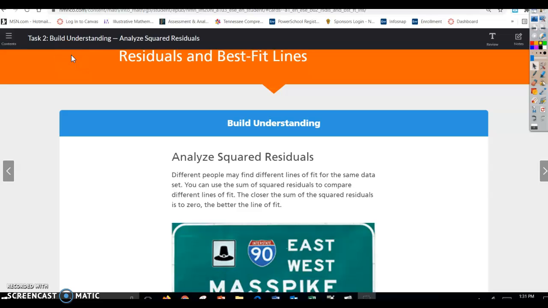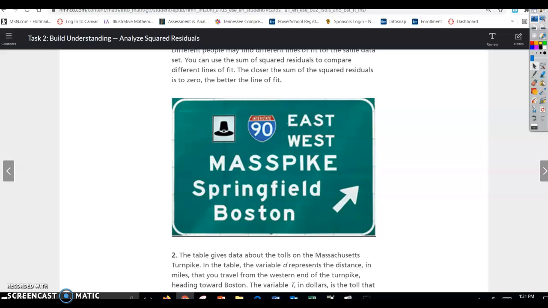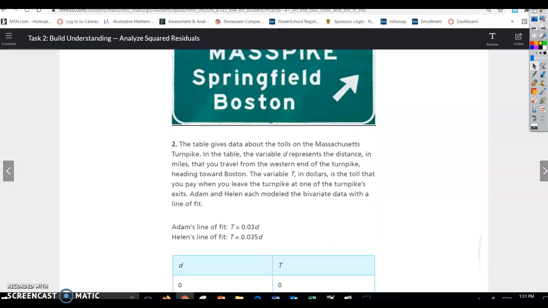Still looking at lesson 6.2, and we're on task 2, residuals and best fit lines. Analyze squared residuals. Different people may find different lines to fit for the same data set. You can use the sum of squared residuals to compare different lines of fit. The closer the sum of the squared residuals is to 0, the better the line of fit. All right, so the closer the sum of squares is to 0, the better the fit.